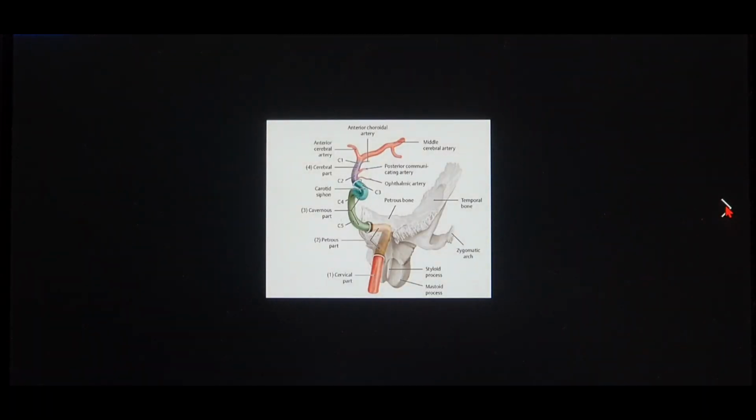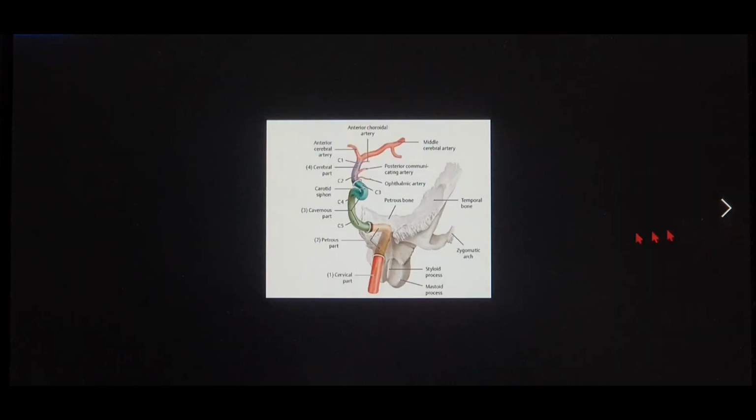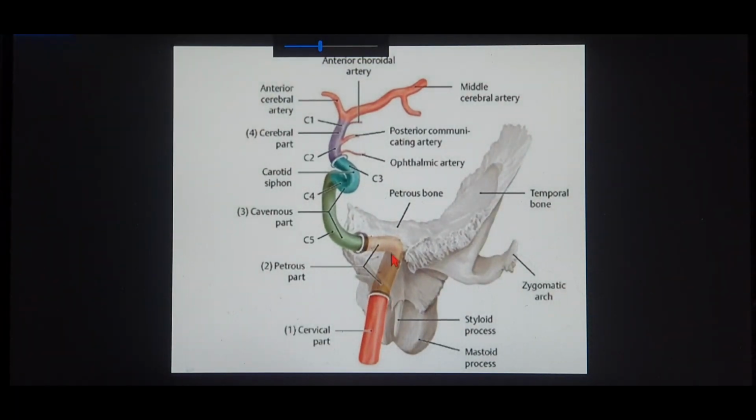So if we move on to the next slide, you can see the same diagram which I showed you in a front view. That's the same diagram depicted over here. Okay, so that's the cervical part, that is the petrous part. Now this is the temporal bone, and that's the petrous part of the temporal bone.